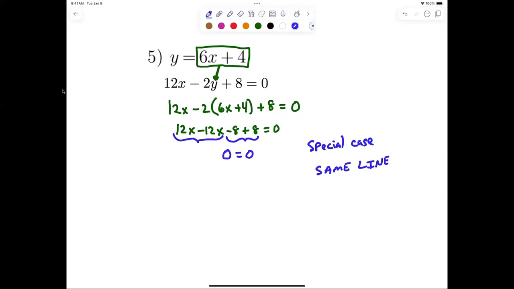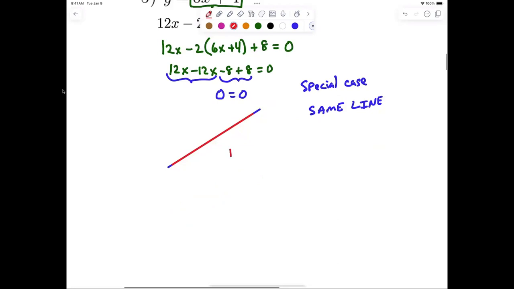If I were to graph the first one, that's what the line would look like. If I were to graph the second one, it would be right on top of it. So it's the same line. So we say there is an infinite number of solutions, because it is the same line. So anytime all the variables cancel out and the numbers cancel out, it's an infinite number of solutions.